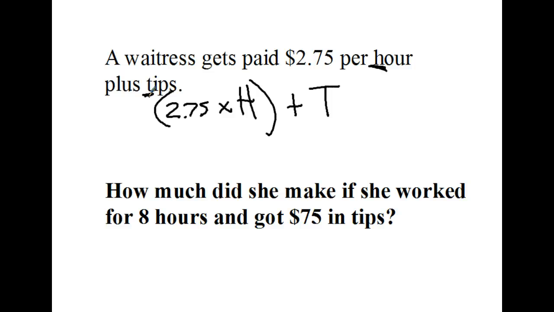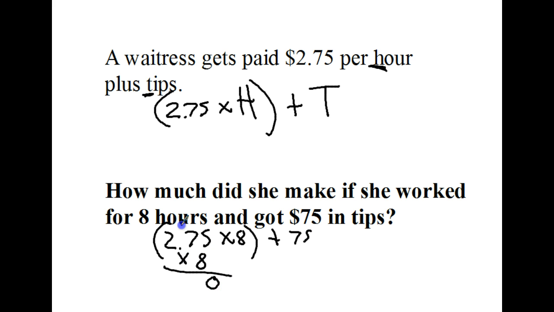You get tips paid whenever a family comes or a customer comes and leaves you some money. How much did she make if she worked for 8 hours and got $75 in tips? So we got 2.75 times 8 plus 75 bucks. So let's take my 275 times 8, 40, 56, 60, 1622. She got paid $22 plus the 75 for tips. Grand total of 97 bucks.